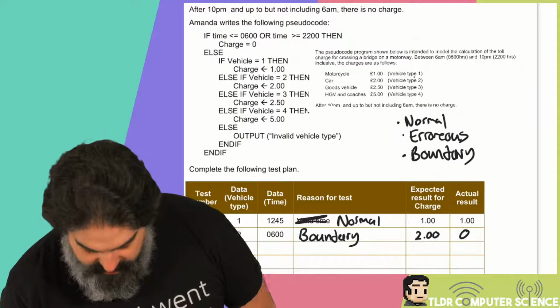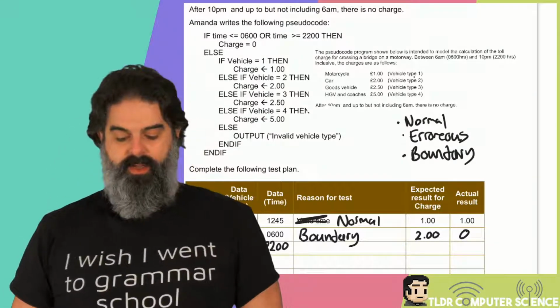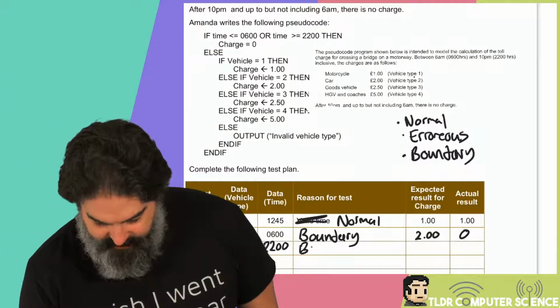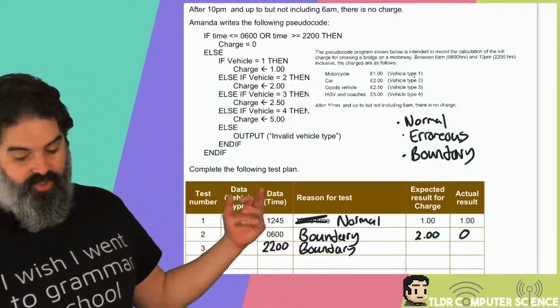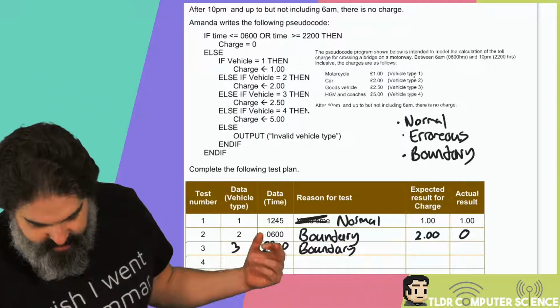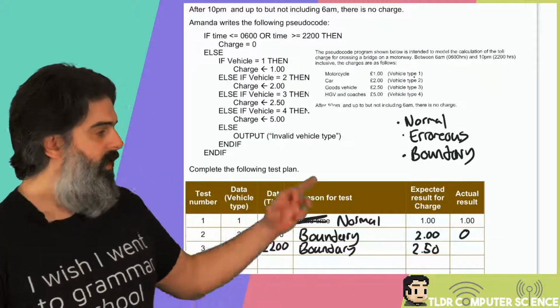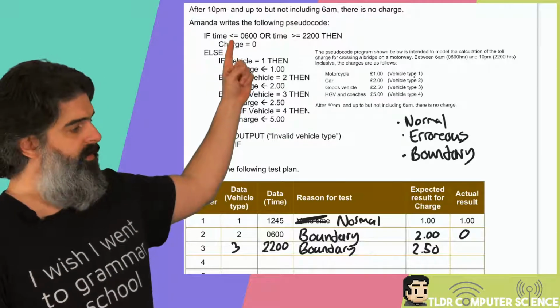So at 2200, we want to test the other boundary. And again, we should include here that the expected result should be, because it's car number 3, £2.50. But if we look at it, 2200, is 2200 less than or equal to 600? No, so that would be false.